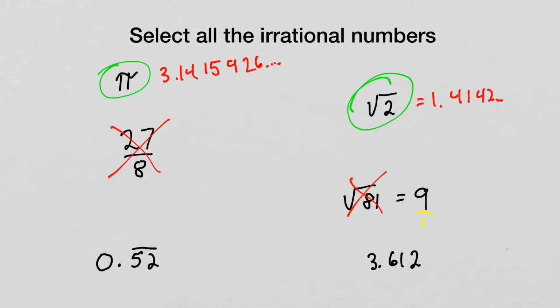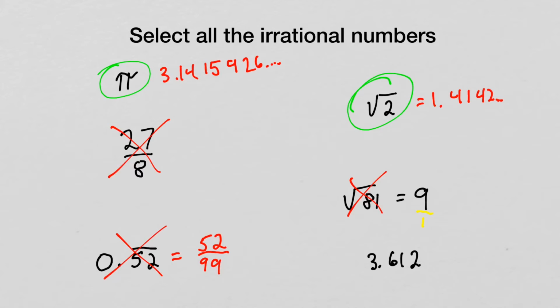What about 0.52 repeater? This bar over the top means it repeats forever. So it'd be 0.52, 52, 52, 52, 52 forever. Well, any decimal that repeats is a rational number because it can be written as a fraction. 0.52 repeater can be written as 52/99. Because of that, we know that it's a rational number and we don't need it.